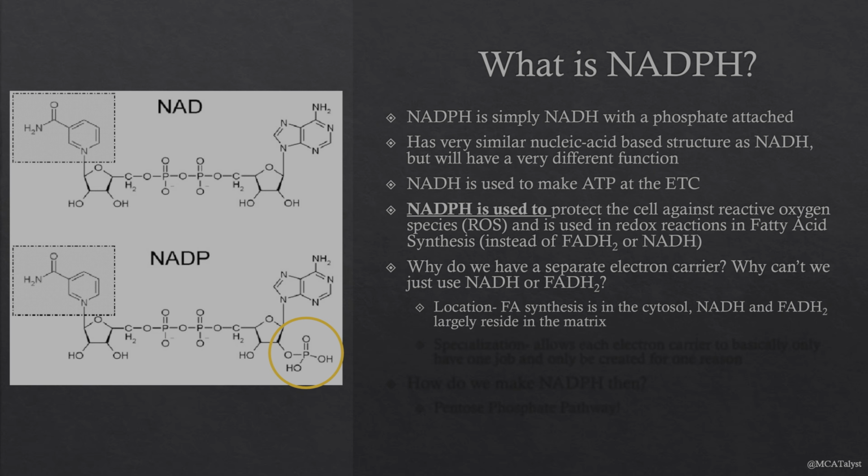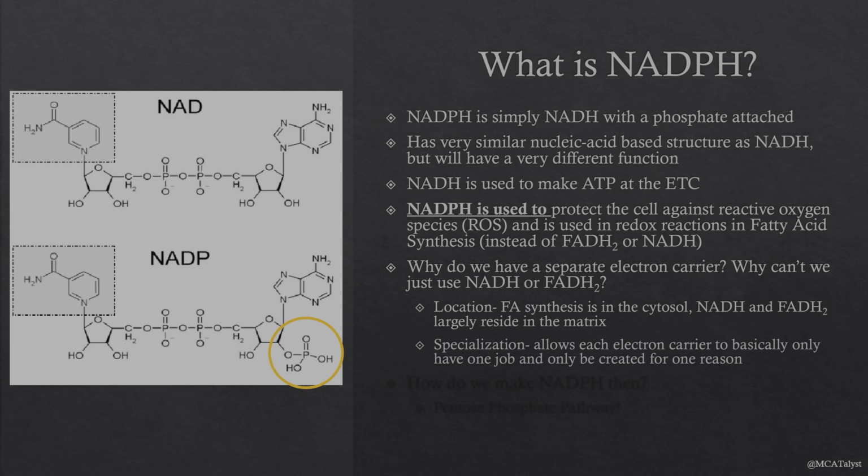So basically, because we have this separate electron carrier whose job is actually to reside in the cytosol, that allows us to have a separation of these two processes, where the electron carriers that stick around in the mitochondrial matrix, NADH and FADH2, only have one job, which is to produce ATP. And then NADPH, which is going to hang out in the cytosol, is going to have jobs that are completely different. So therefore, how do we make NADPH? Through a process called the pentose phosphate pathway.